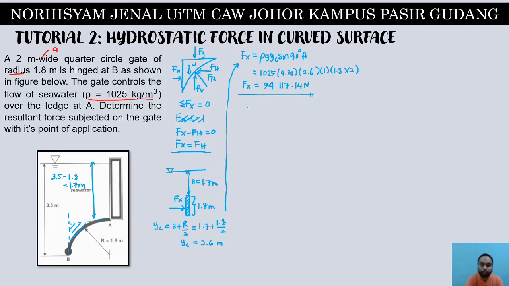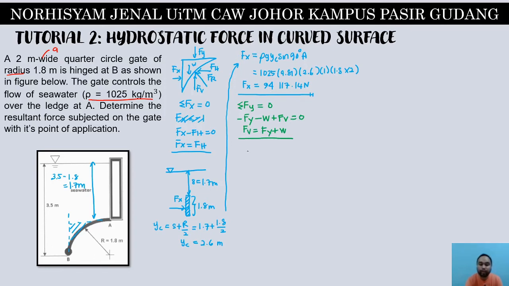Now we do summation of Fy equals to 0. Let me change the color first. So summation of force in the y direction equals to 0. From the picture, we'll see negative Fy minus W plus Fv equals to 0. So Fv is equal to Fy plus W. This is the relationship for the y direction.